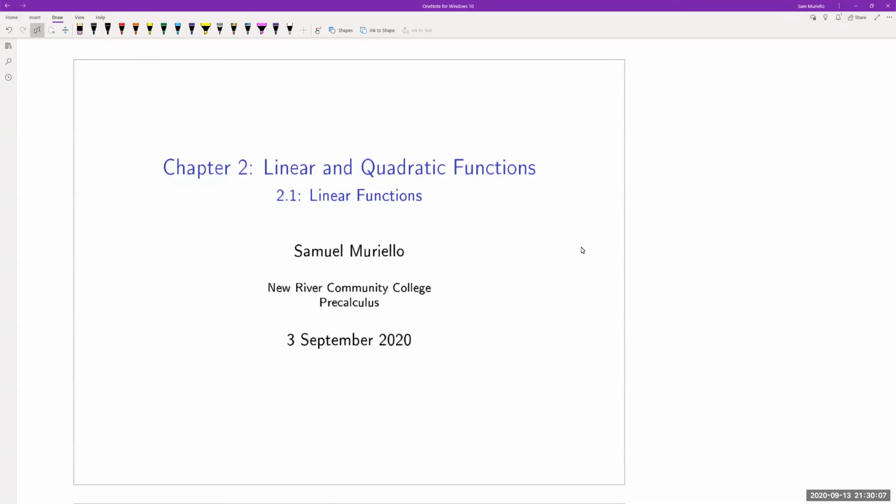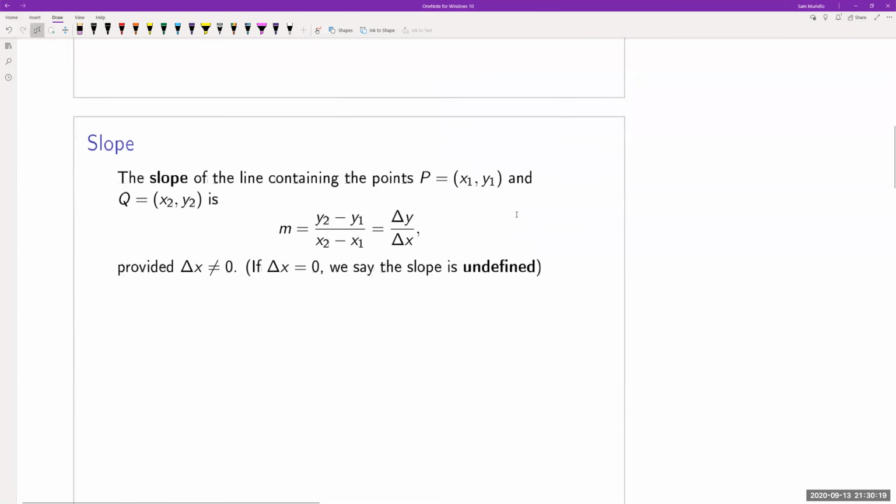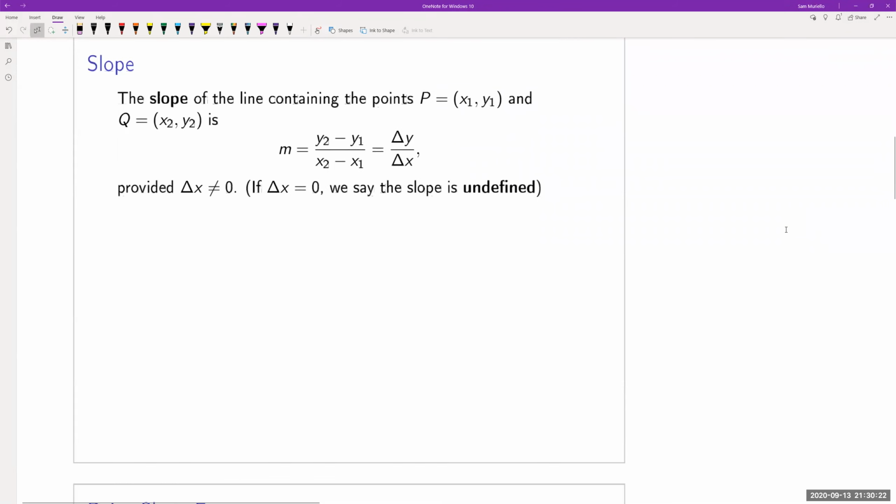Okay, today we're going to take a look at Chapter 2, Linear and Quadratic Functions, with Section 2.1, Linear Functions. In order to understand linear functions, we first have to understand the idea of slope. Slope is typically associated with a rate of change.